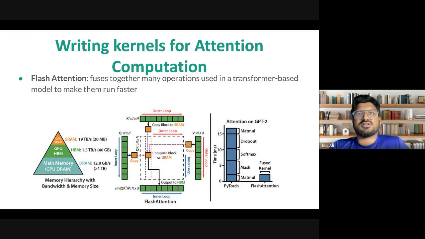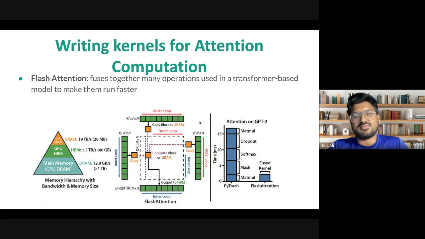Another aspect of speeding up inference is writing kernels for attention computation, where the best example we can talk about is flash attention. When the author was working on his dissertation, he saw that we are reading a lot of memory from the main memory. Flash attention is all about utilizing the memory hierarchy to its maximum and reducing reads and writes to the main memory. So here, this is the outer loop. This diagram showcases how flash attention works.